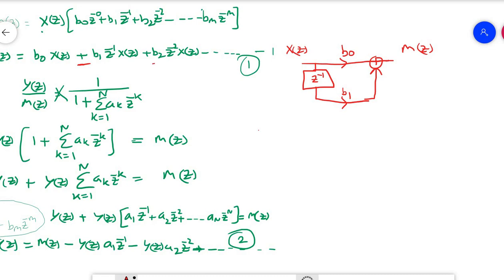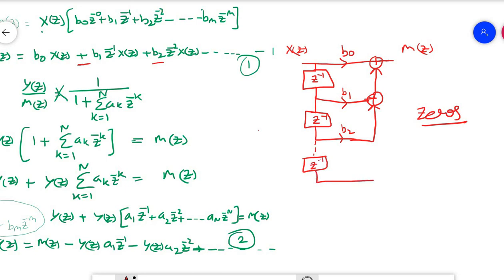Now after that again b2 X(z) z minus 2, one more X(z) z minus 1, and this is b2. Now place an adder here. This is the realization of zeros. Then after that, poles, and so on. We can change it into this, so on functions. It means z minus 1, and this one is bm, and place an adder here.